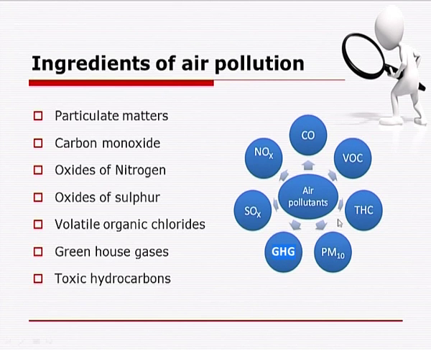Now, let us check what the major air pollutants are. The major air pollutants are particulate matter, which is very dangerous, and carbon monoxide, which is responsible for global warming. Oxides of nitrogen are very dangerous, and oxides of sulfur are responsible for acid rain. Volatile organic compounds are very dangerous air pollutants, and greenhouse gases can also damage the environment, as well as some hydrocarbons which are very toxic. These also play a major role as air pollutants.